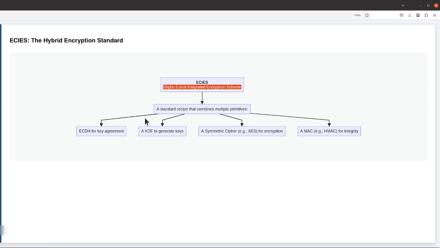It uses ECDH, elliptic curve Diffie-Hellman, for the key exchange, a key derivation function, KDF, to generate the symmetric keys, a symmetric cipher like AES for the actual encryption, and a MAC function like HMAC for ensuring integrity. Let us walk through how it works.